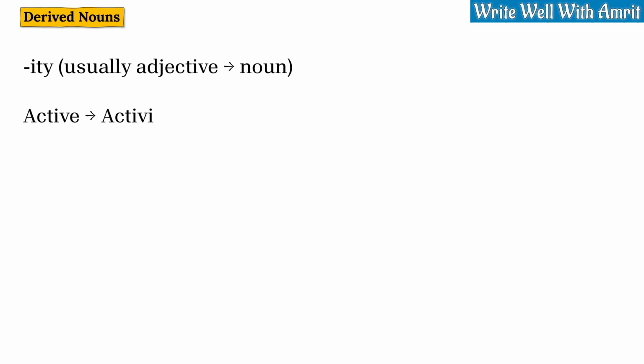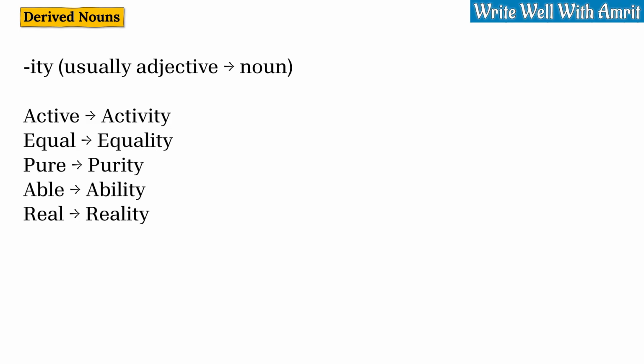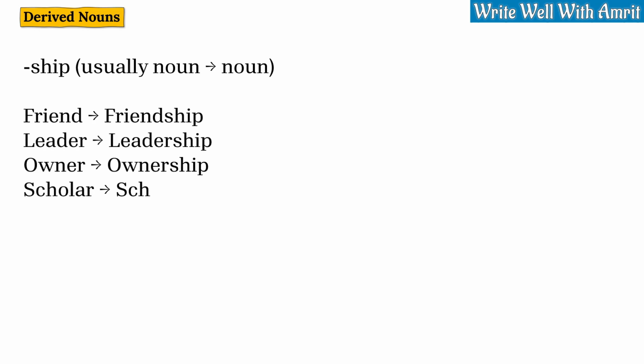Then we have ity. Ity you usually add to an adjective to make a derived noun. Active becomes activity, equal becomes equality, pure becomes purity, able becomes ability, and real becomes reality. Then you add ship to a normal noun to make it into a derived noun. So, friend becomes friendship, leader becomes leadership, owner becomes ownership, scholar becomes scholarship, and partner becomes partnership.